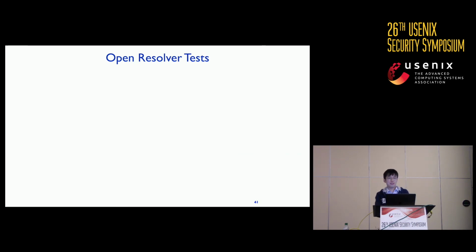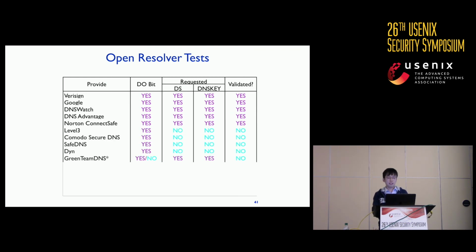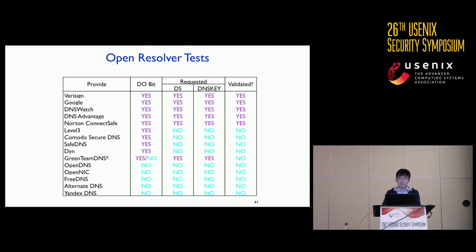We also tested using open resolvers. These five DNS resolvers set the DO bit correctly and also request all the records for correctly validating DNSSEC records. Did they do the right job? These five, even though they specify the DO bit, do not validate the DNSSEC responses. These five do not set the DO bit, which means that they do not support DNSSEC.